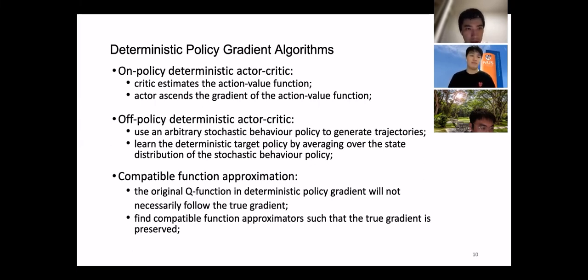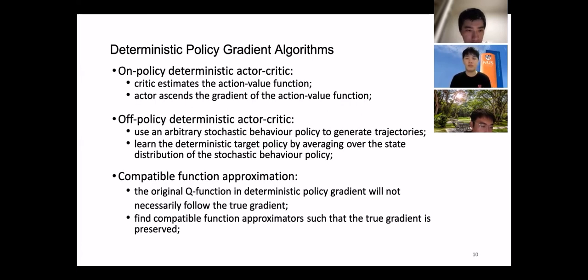For the on-policy deterministic actor-critic, the critic estimates the action value function, and the actor ascends the gradient of the action value function. And for the off-policy deterministic actor-critic, it simply uses an arbitrary stochastic behavior policy to generate some trajectories, and then we learn the deterministic target policy by averaging over the state distribution of the stochastic behavior policy.